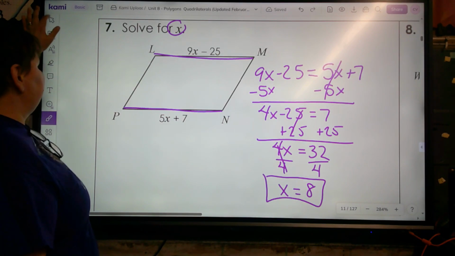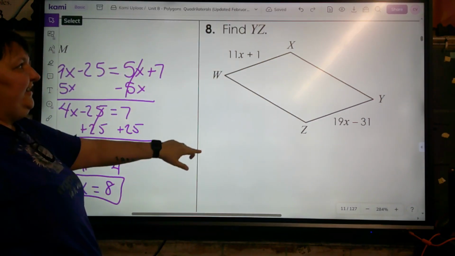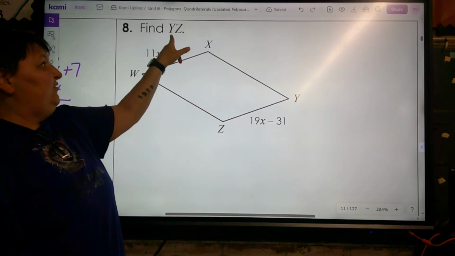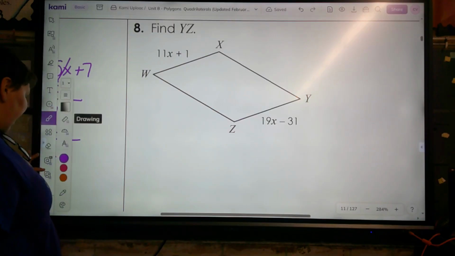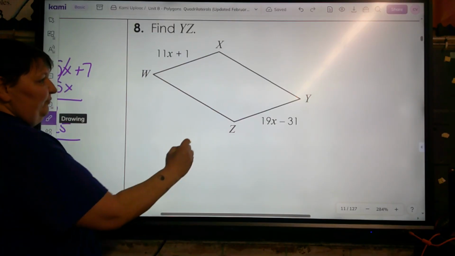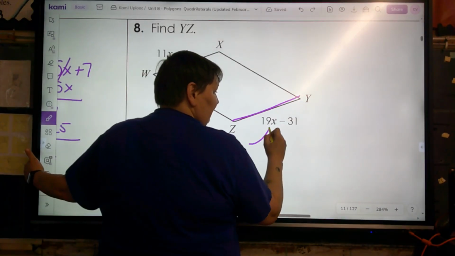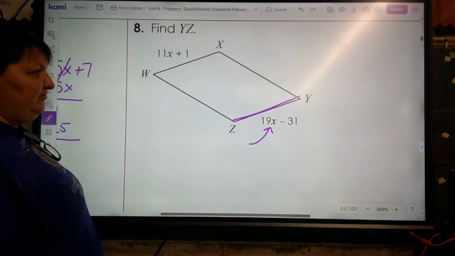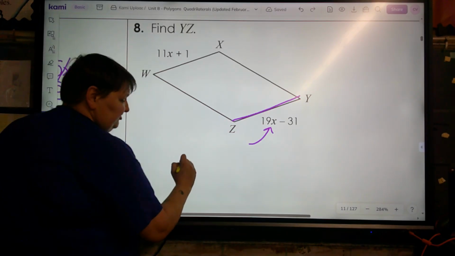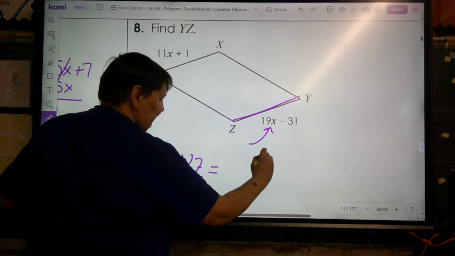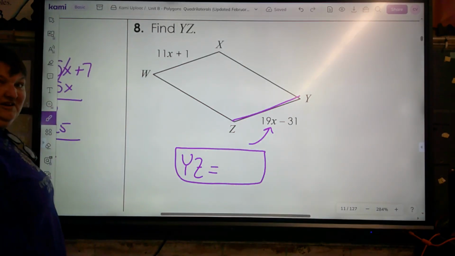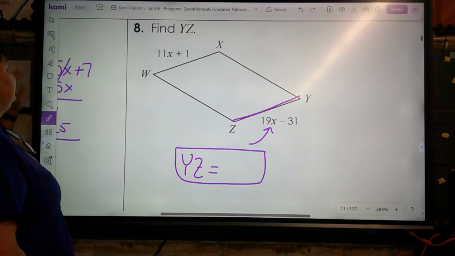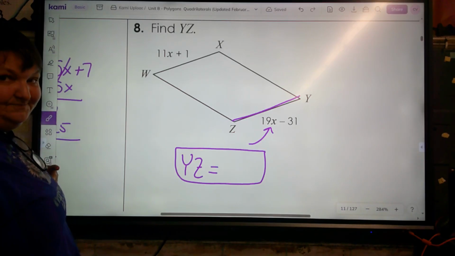Watch it as many times as you need to. Alright, you do number 8, but you have to take it one step further, because it wants you to find yz. So, after you find x, go back to yz, substitute it into 19x minus 31, and solve for yz. So your answer should look something like this, and you should tell me what the actual line segment length is. You should tell me what yz is. Alright, come back, get your smiley.